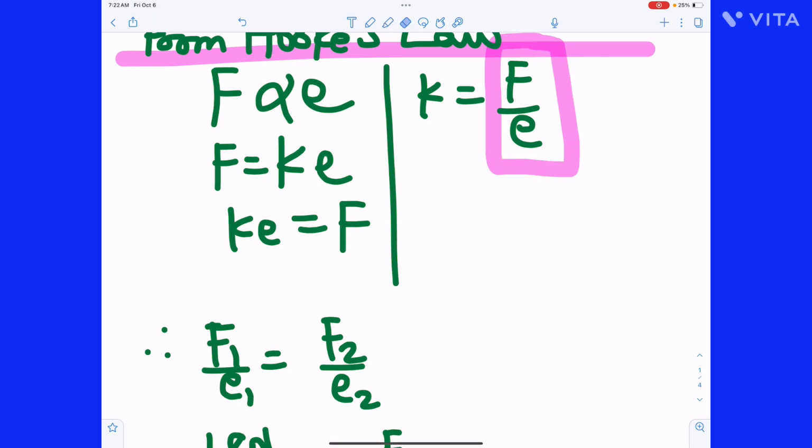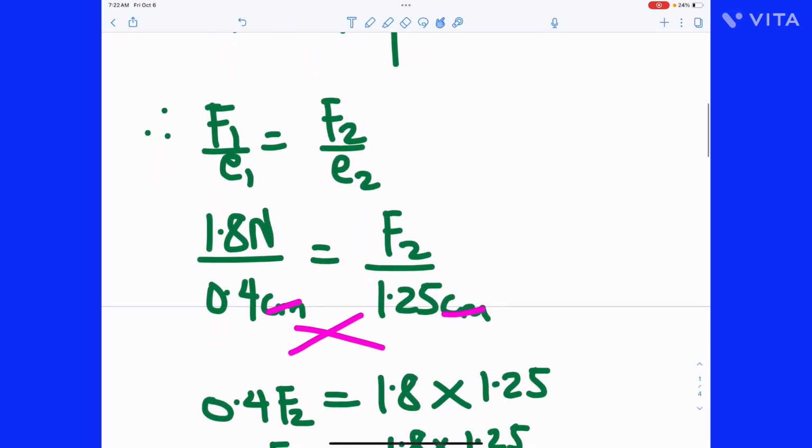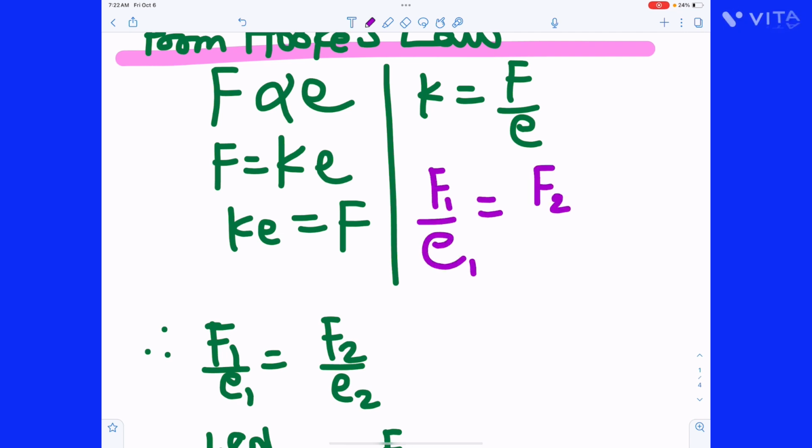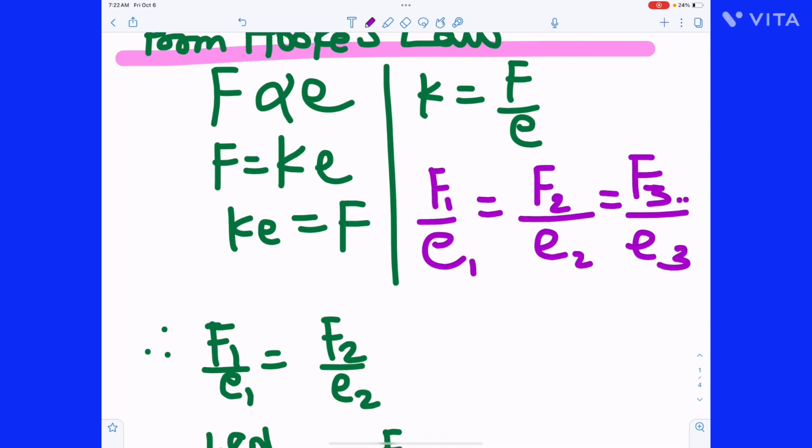Meaning that the ratio of force applied to the extension produced in any elastic material is always constant as long as the elastic limit is not exceeded. What this means is that F1 over the extension produced by F1, E1, will be equal to F2 divided by the extension produced by F2, which is E2. That will also be the same as F3, another force, divided by the extension produced by that force, and on and on like that. That's what Hooke's law means.